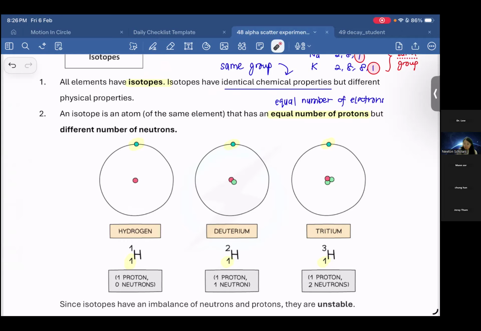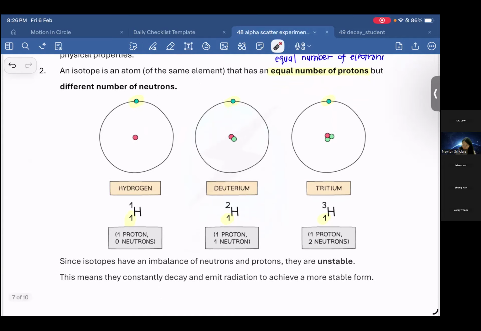But of course, the isotope definition, what is the meaning of isotope? You don't tell me that it is elements having the same number of electrons. Although your statement is correct, this is not the definition for isotope. You must tell me that isotopes are elements that have an equal number of protons but a different number of neutrons. Here, if I change to nucleon, no problem, because nucleon is proton plus neutron. So can you see that these three are actually isotopes because they have the same number of protons.